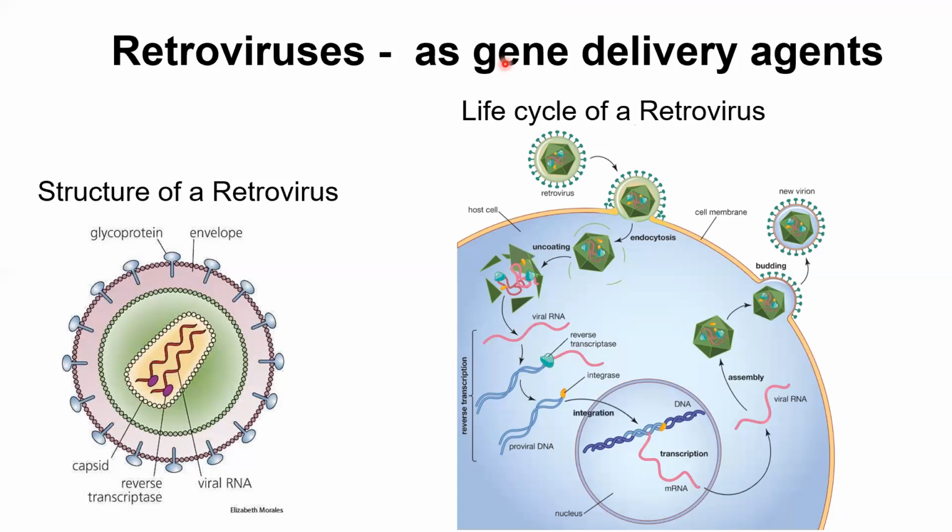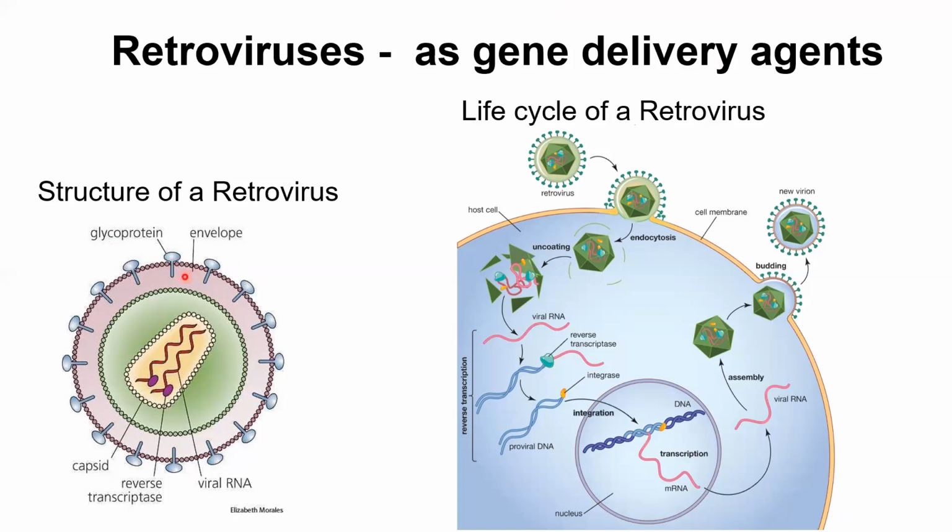Okay, now the first part is retroviruses. Retroviruses and lentiviruses are the same, they are just different families. Lentiviruses are inside retroviruses. They are actually RNA-containing viruses and we use them as a gene delivery agent. This is a typical structure of a retrovirus. You can see there are glycoproteins. These are the proteins through which they enter the cells.